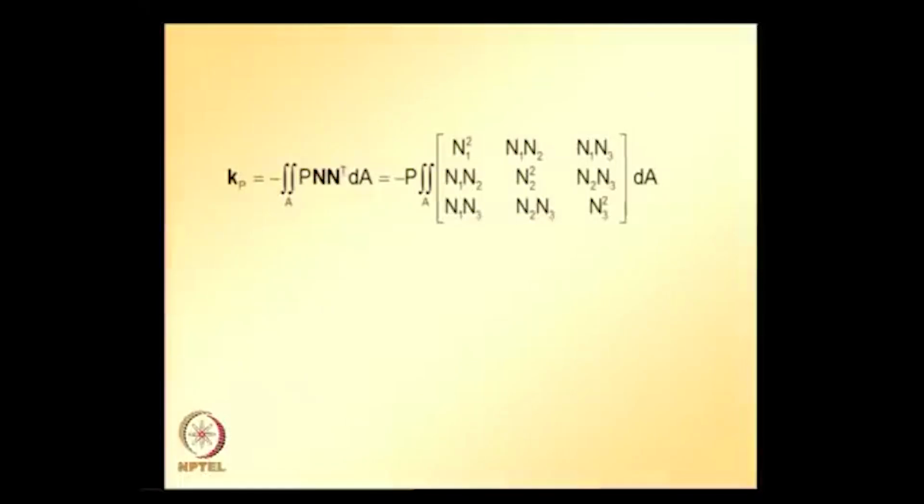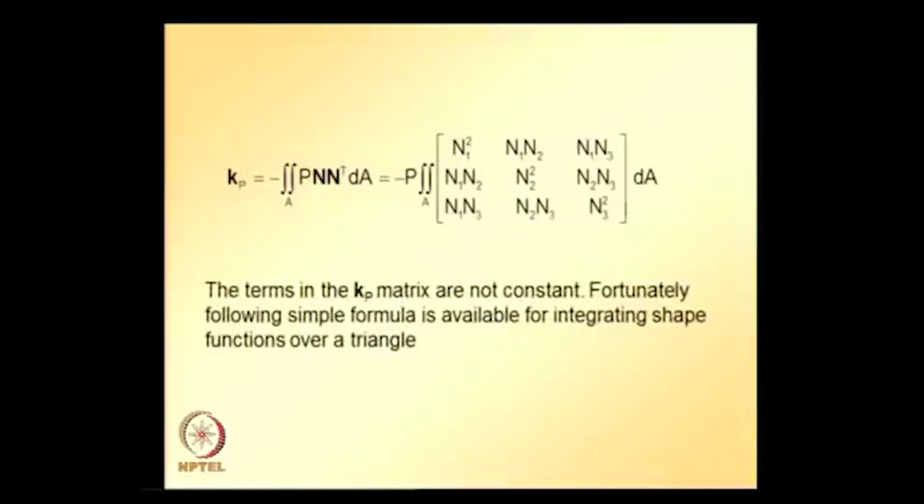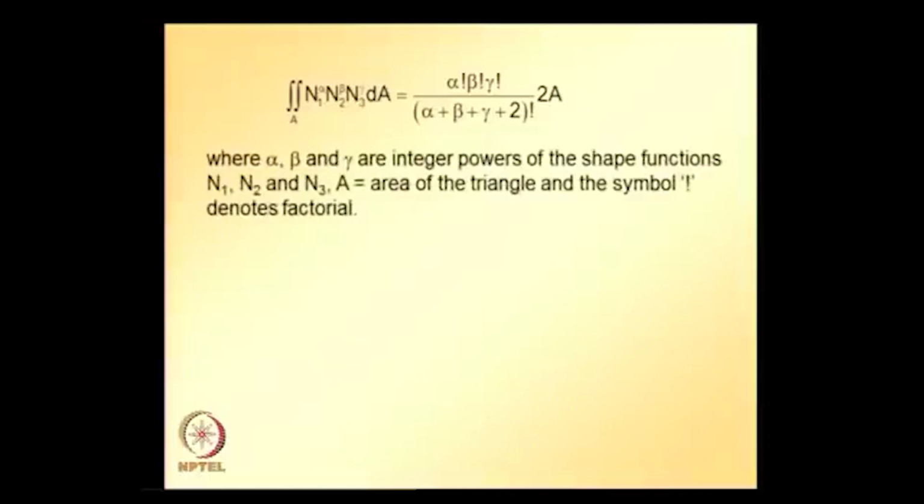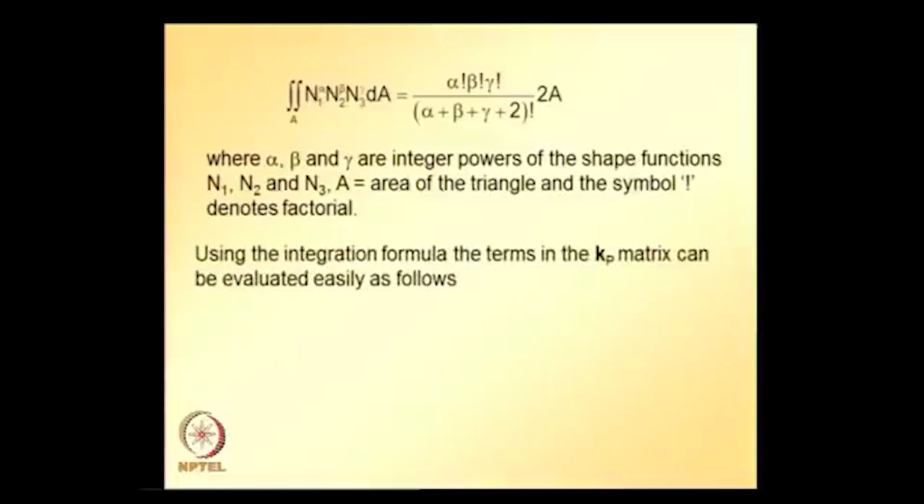since shape functions are not constant, we require to use some formula. Fortunately, the following simple formula is available for integrating shape functions over an element. So, this is the formula which you can use to simplify the terms in Kp, where alpha, beta, gamma are the integer powers of shape functions n1, n2, n3. A is the area of the triangle, and the symbol exclamation denotes factorial, and using the integration formula the terms in Kp can be evaluated as follows.